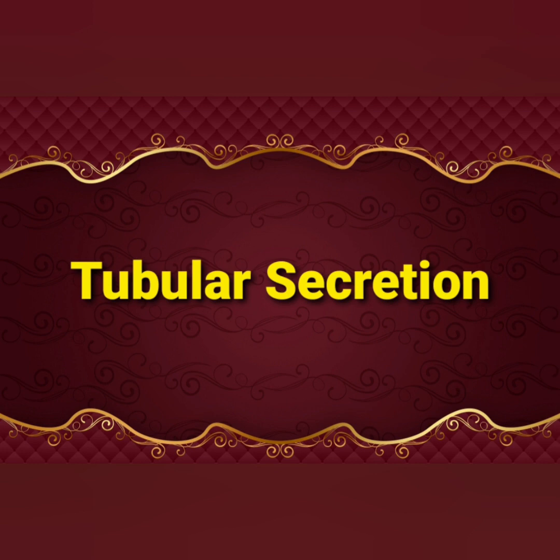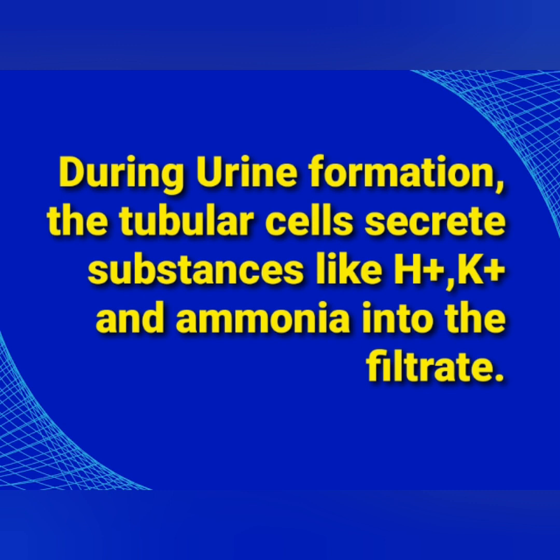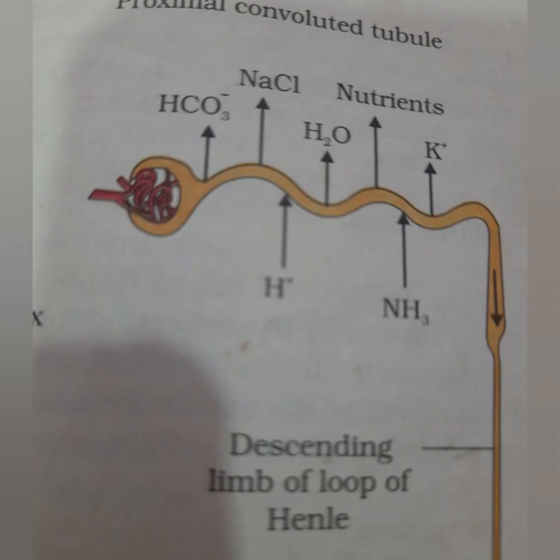The third step is tubular secretion. During urine formation, the tubular cells secrete substances like hydrogen ions, potassium ions and ammonia into the filtrate. Here is a more extended view of the proximal convoluted tubule. You can see tubular secretion shown here. Observe: hydrogen ions, potassium ions and ammonia are secreted into the filtrate.